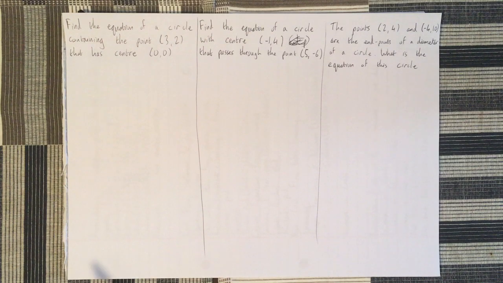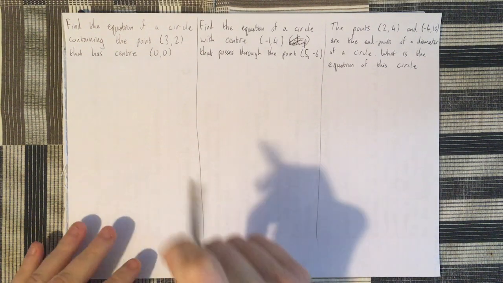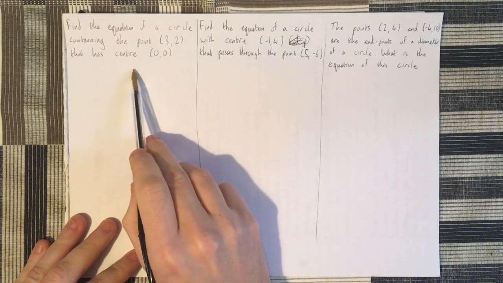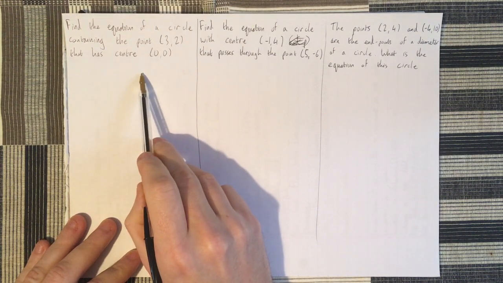But sometimes it'll make it a little bit harder for us, so we'll need to do a little bit of work either to get the radius or to figure out the center or both. All right, so first example over here: find the equation of a circle containing the point 3, 2 that has center 0, 0. So the equation of this is going to be in the form x squared plus y squared equals some number.